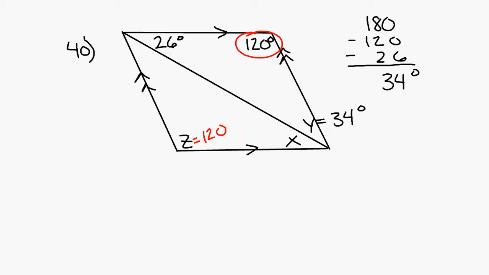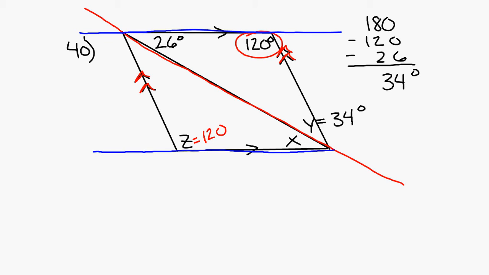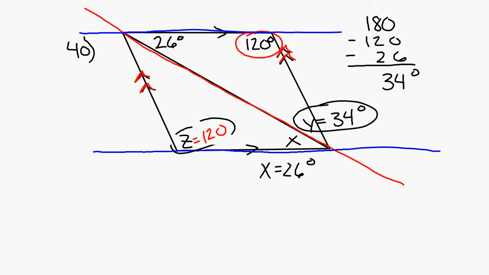If the top is parallel to the bottom, this top piece is parallel to this bottom piece, then this red line becomes a transversal. And the 26 and the X are alternate interior angles, and those are congruent to each other. So your X is equal to 26 degrees. Your Y is equal to 34 degrees, and Z equals 120.